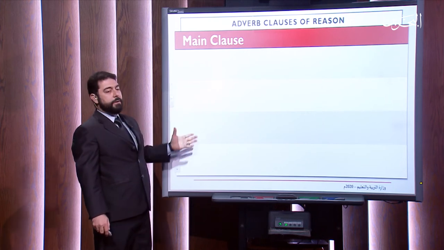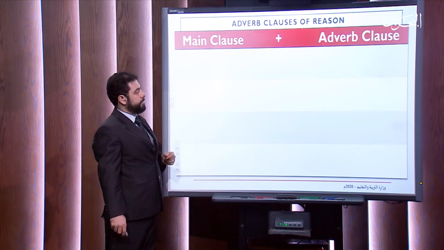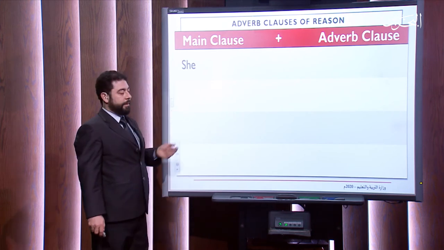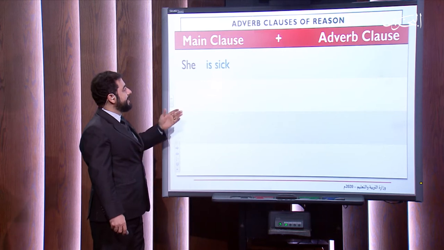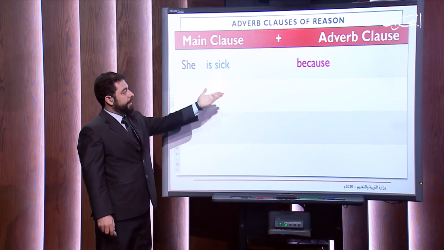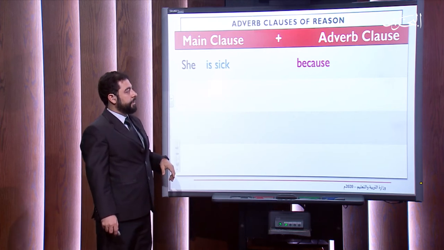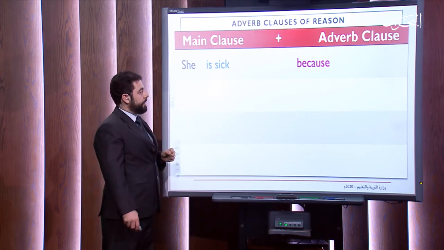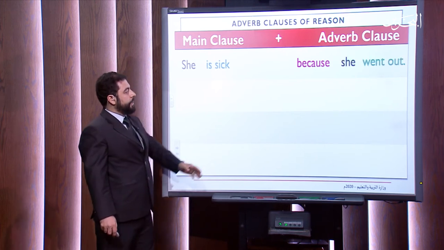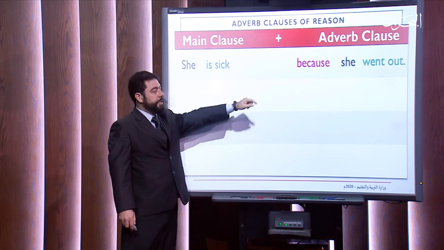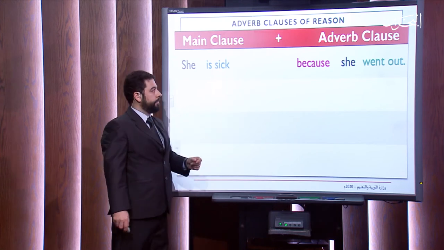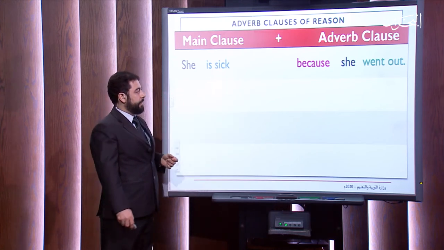Adverb clauses of reason. Now we have the main clause and we have the adverb clause. So, what do we write in the main clause? We start with a pronoun. Subject, like she. Is sick. She is sick is a main clause. Then I add the adverb clause. Because. I use the adverb vocabulary. Because. She went out. You see? Because I had the adverb of reason, the whole clause becomes an adverb clause. She is sick because she went out.